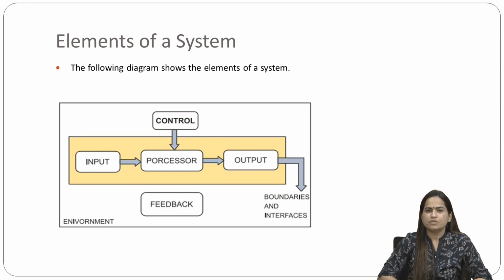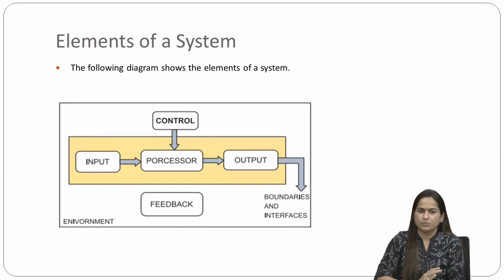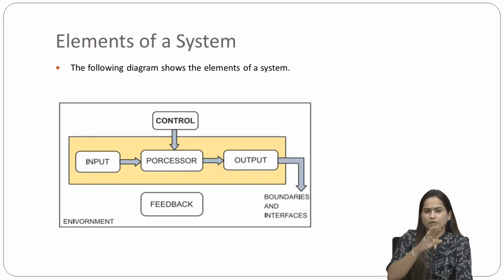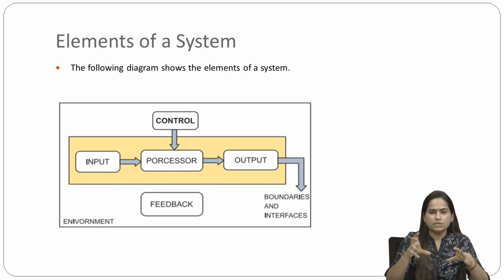First is the elements of a system. When we talk about the elements of a system, here we have one diagram which shows how the system elements are. Here you can see first we have input, second the processor, and third the output. From output we get one thing, that is the output of our system.